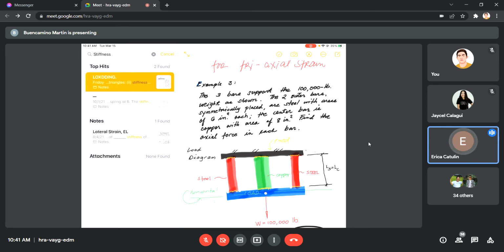The 3 bars support the 100,000 pounds weight as shown. The 2 outer bars, symmetrically placed, are steel with areas of 6 inches square each. The center bar is copper with an area of 8 square inches. Find the axial force in each bar.